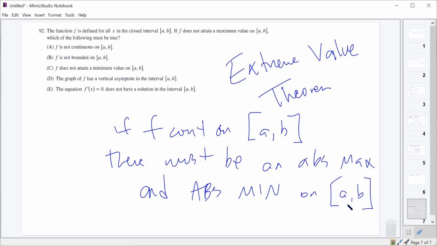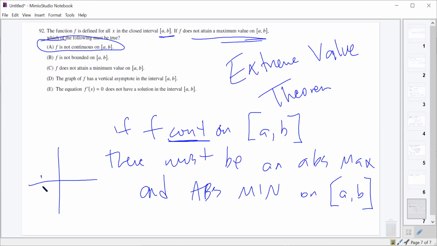And we have said that it is defined for all x in a to b, but not that it's continuous on all x from a to b. And it does not attain a max, so therefore it must not be continuous on that interval from a to b. Because if it was, it would be guaranteed to contain that max. Could easily draw a picture where it doesn't have a max, like here's a, here's b, here's our value at a, and there's our value at b.